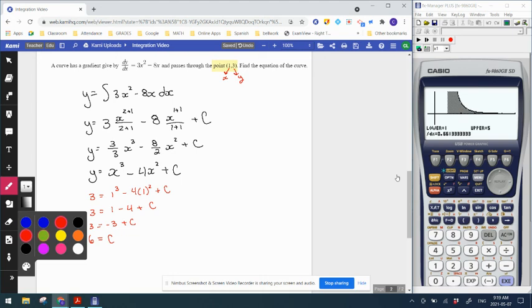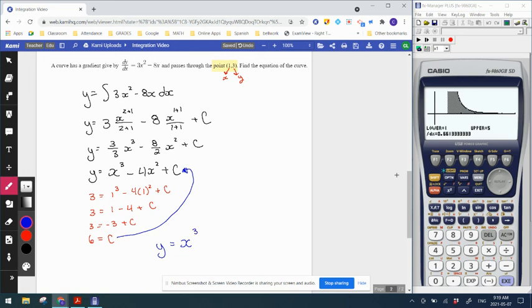Now I can write down my equation as a whole. So I'm going to write the final answer in blue over here. So now we're going to put that c value back into my original antiderivative. So we're going to have y equals x cubed minus 4x squared plus 6. And now we have the full equation to the original curve.